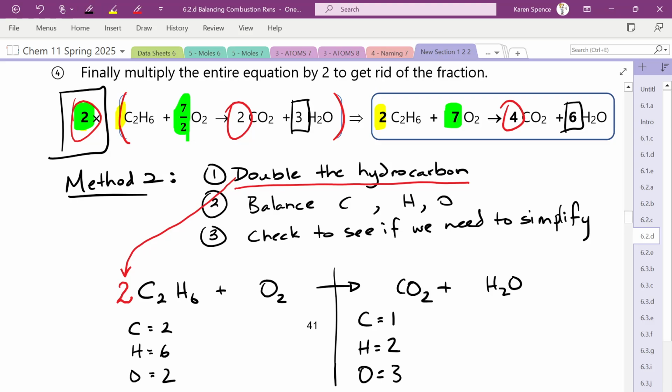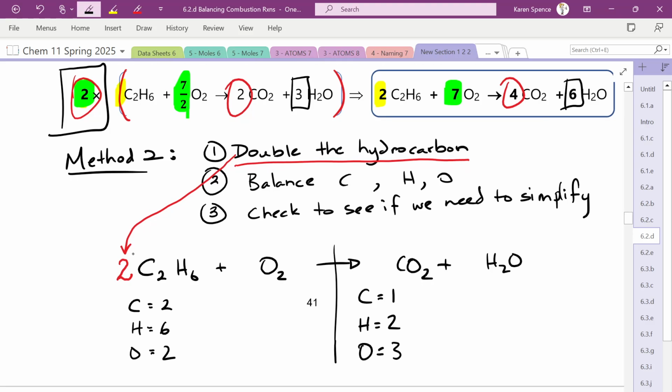So now let's balance our carbon. 2 times 2 is 4, so let's put a 4 here. That gives us 4 carbons. I'm not going to worry about the oxygens yet because I'm going to be mucking around with the water, so that's going to change again. Next, we balance our hydrogens. Hydrogens come second. We have 2 times 6 is 12 hydrogens, and I should have changed that to a 4.